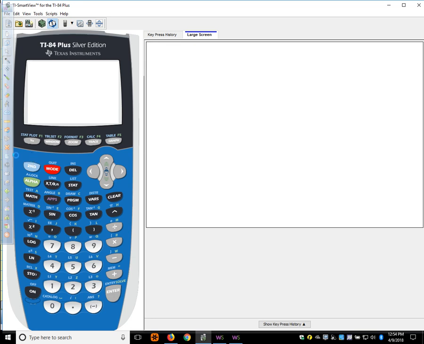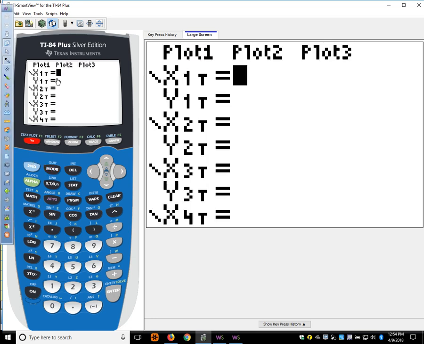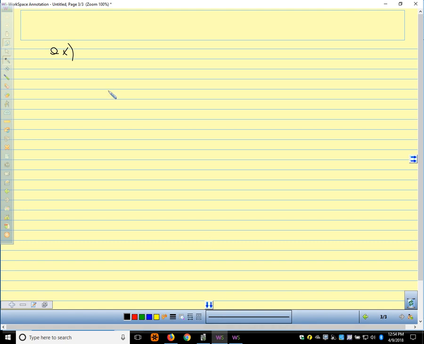Folks, if you go into your y equals, you get, instead of a y1, y2, you get an x1 of t and a y1 of t. So you get a pair of equations. So let's graph, in this example, x equals t squared and y equals t minus 1 on -3 to 3.